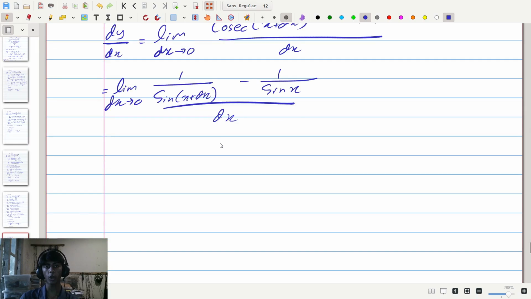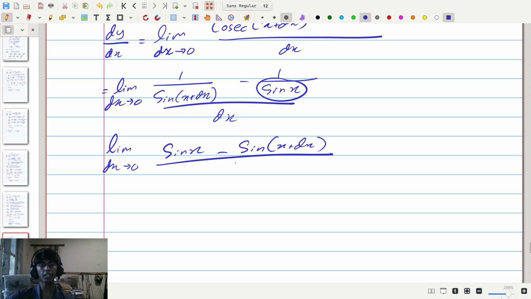Next, what I'm going to do is take the common denominator here. What I want is a common denominator of sine x times sine of x plus dx. So doing that, we have the limit as dx approaches 0 of, and over here what we need is sine x times this thing. So here sine x, then negative 1 times sine of x plus dx. So we have negative 1 times the sine of x plus dx divided by the sine of x times the sine of x plus dx, but here there's another denominator of dx. So if we take those all into 1, we have the denominator of dx times the sine of x times the sine of x plus dx.